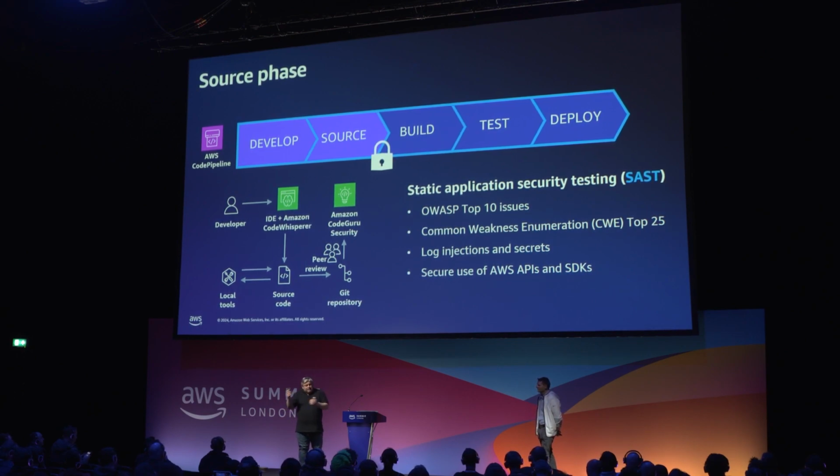We talked about secrets management, sensitive data being in that code as well. That's what we're talking about, that log injection, secrets. And then thinking about the secure use of your APIs, particularly access keys, things like that from an AWS point of view.